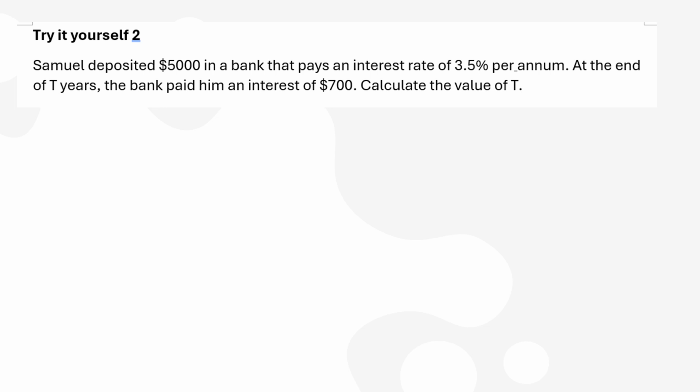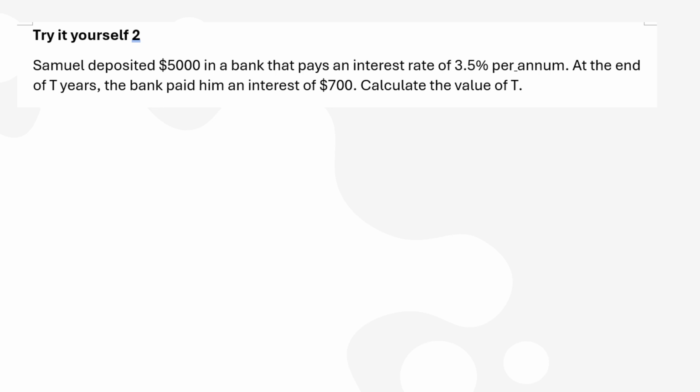So we have a person called Samuel, and Samuel put $5,000 in the bank, and the bank pays him interest 3.5% per year at the end of T years. Now what happened is that previously the value that's unknown is the principal sum, but now the unknown is the period. We don't know how long he actually put the money in the bank. At the end of T years, the bank actually paid him an interest of 700.